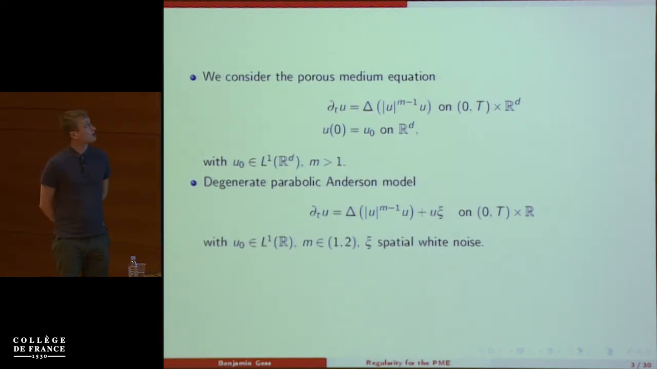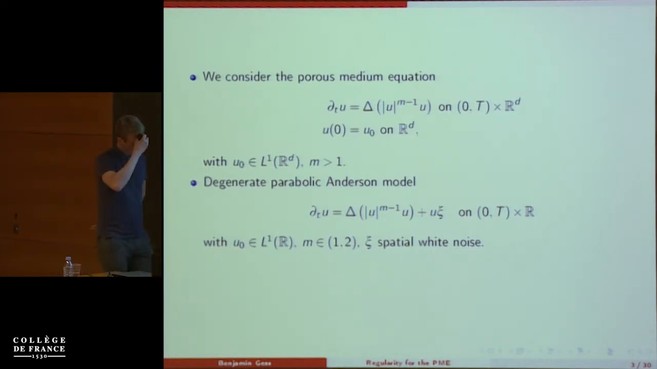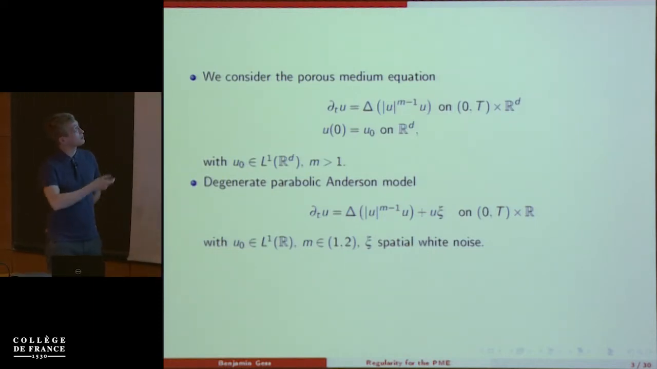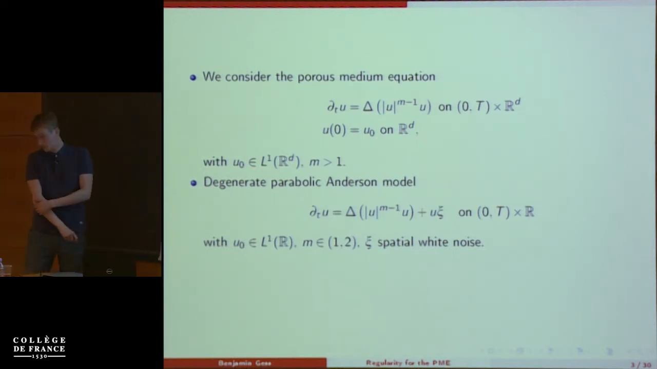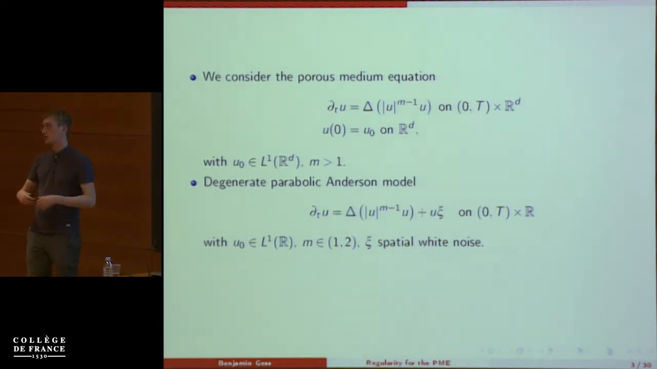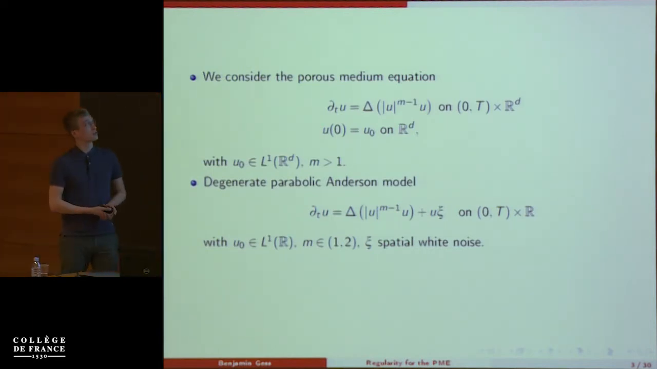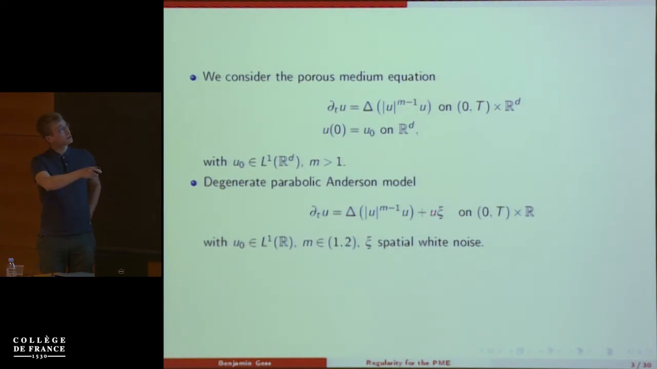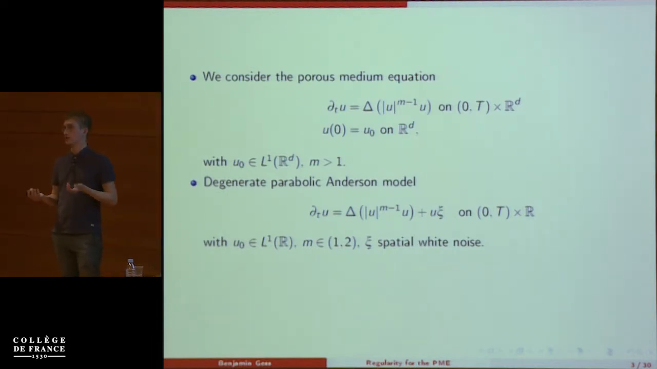The way I started with this work was because I wanted to understand something maybe more complicated, namely this degenerate parabolic Anderson model, which is given with the diffusivity of a Porous Medium equation, but then you have an additional source term, a forcing term, which is quite irregular. In the parabolic Anderson model, the source term is linear in u, but this psi is an irregular forcing. It's spatial white noise, so it has limited regularity. And I would like to understand how to make sense of solutions in this case.